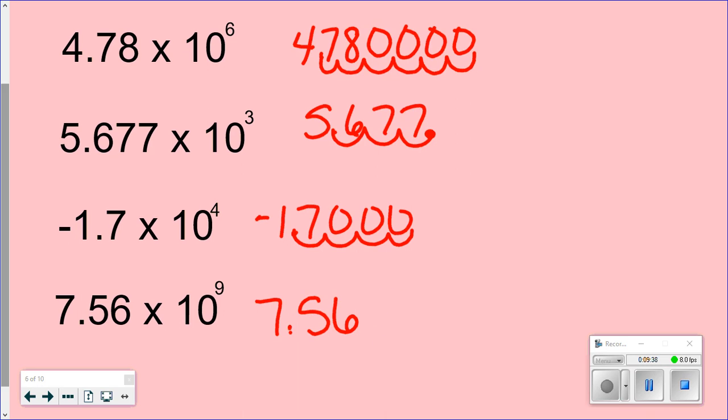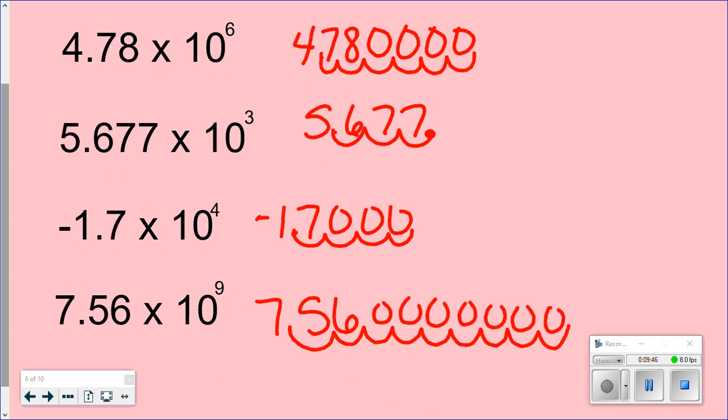And the last one here would be 7.56 times 10 to the 9th. So I'm going to take my decimal and move it 9 times. 1, 2, 3, 4, 5, 6, 7, 8, 9. And then I'd fill in with my zeros. There you go. That's writing it in standard notation.